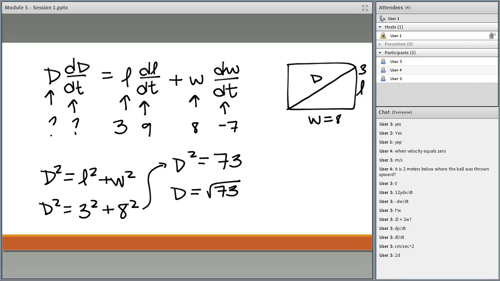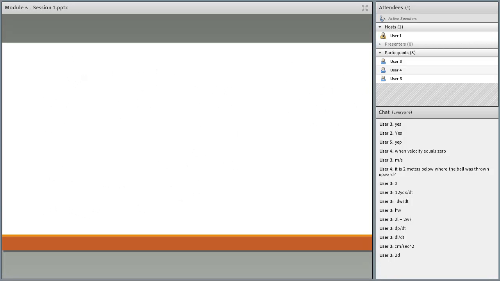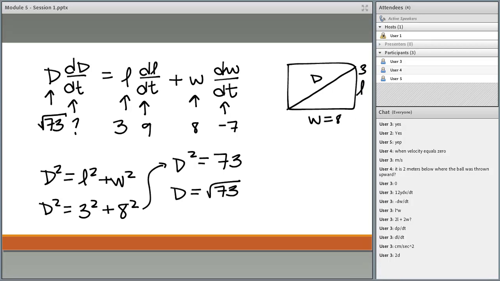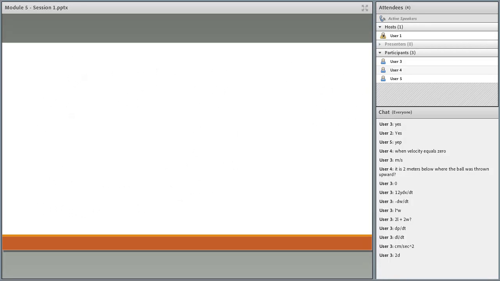So now I have the value of the diagonal at this specific length and width values, and I can plug that in as the square root of 73. And then I can simplify. Okay, so let me go to the next page, just rewrite this.